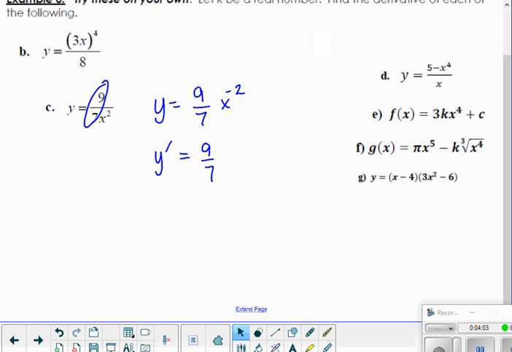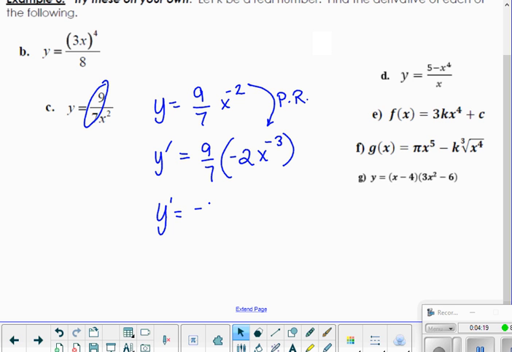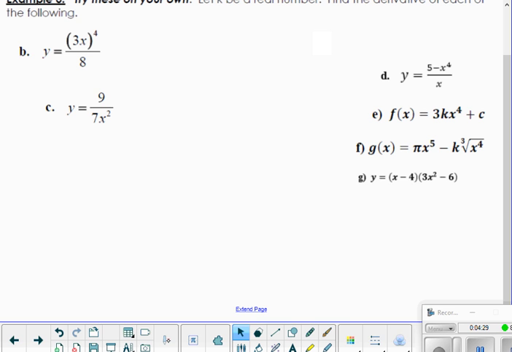So we're on to our derivative here. Y prime equals 9/7. The -2 comes down, and then I get x to the -2 minus 1, so it moves to a -3. This is power rule. Now, let's take 9 times -2, get -18/7. X to the -3, then drop to the bottom. Not so bad. D. Ready for D?